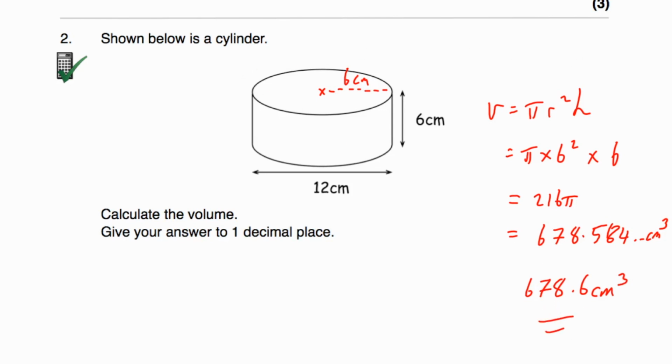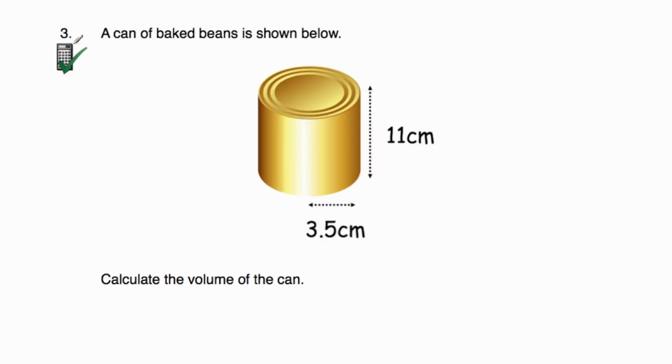Okay, let's have a look at our next question, question number 3. Question number 3 says a can of baked beans is shown below. We've got this can of baked beans and the radius of the cylinder is 3.5 centimeters and the height of the cylinder is 11 centimeters. And we've been asked to calculate the volume of the can. So we just need to find the volume of the cylinder. The volume is equal to pi r squared h. So it's going to be pi times the radius, 3.5 squared, times by the height of the cylinder, which is 11.